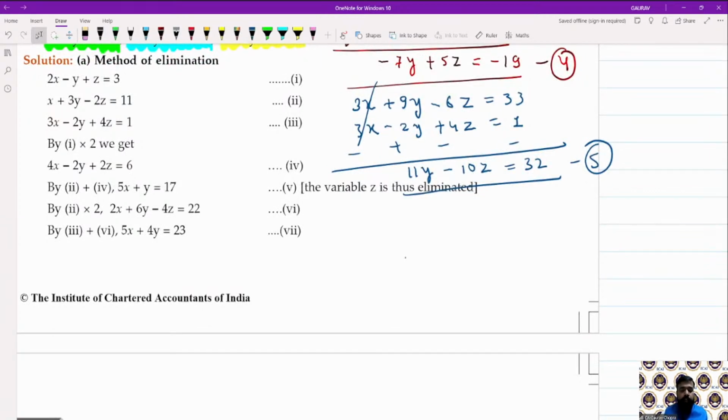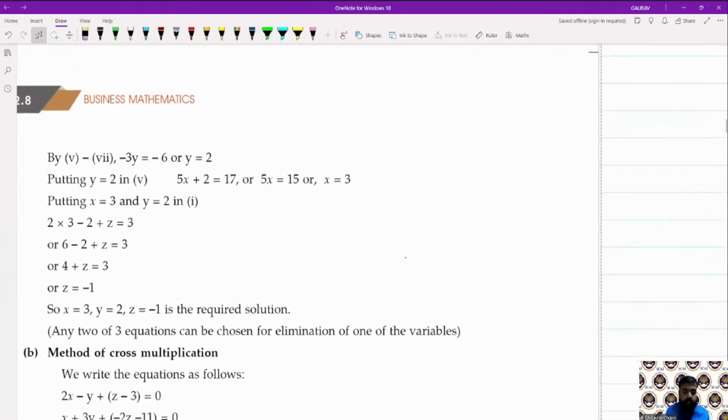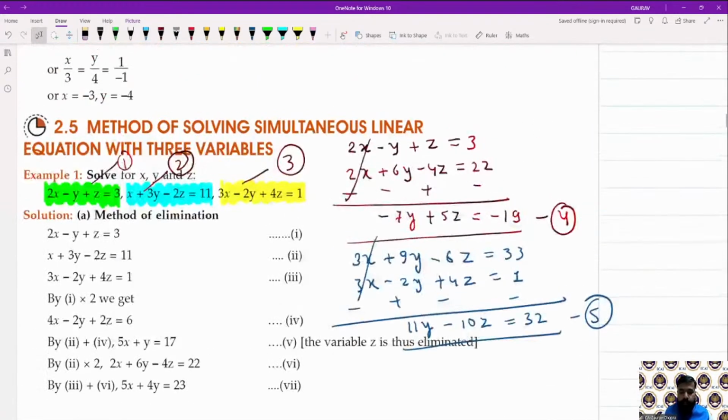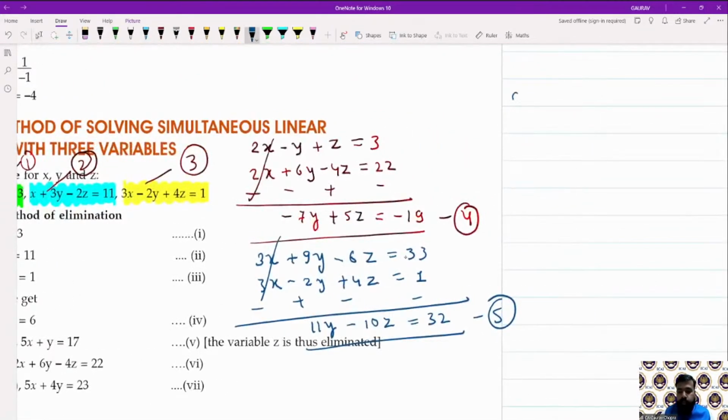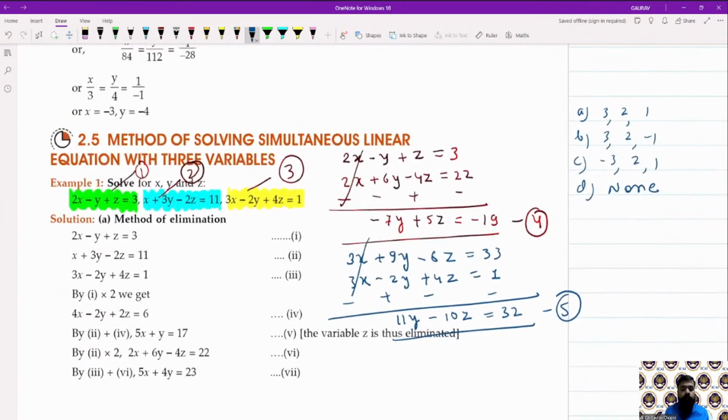And the second one will be to put the options. Like options will be given in this way. Here we can write the options. 3, 2, 1; 3, 2, minus 1; minus 3, 2, and 1. And option number D is none of these. So we have to check one by one all the values.